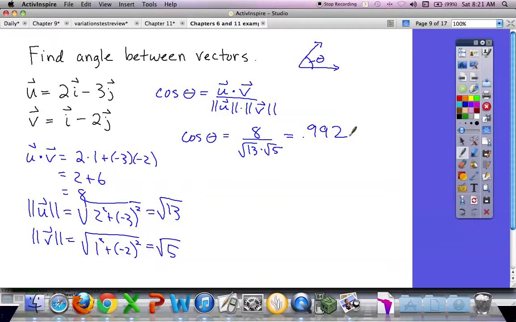So how do we find theta? Take cosine inverse of 0.992. That gives 7.13.